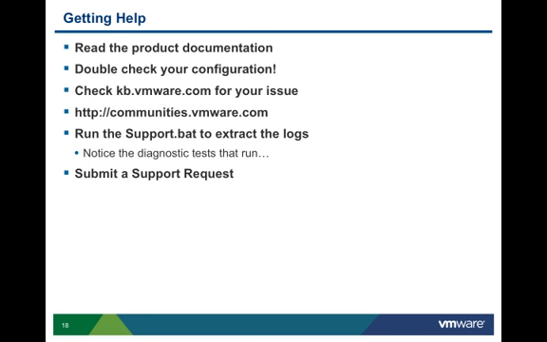Alternatively, if it's not, communities.vmware.com is a great forum where you may gain additional information on any kind of issues that you might see. On the View Connection Server itself, where the View Connection Server is installed, is a file called support.bat. If you run this, it will extract the logs from the connection servers and also run a number of diagnostic tests. You can use this to check the current state of your environment, and it's actually required to do this before submitting a support request. And of course, ultimately, if you do get stuck, submit a support request and ensure that you run support.bat so you have a bundle of logs and diagnostic information to pass our support personnel.